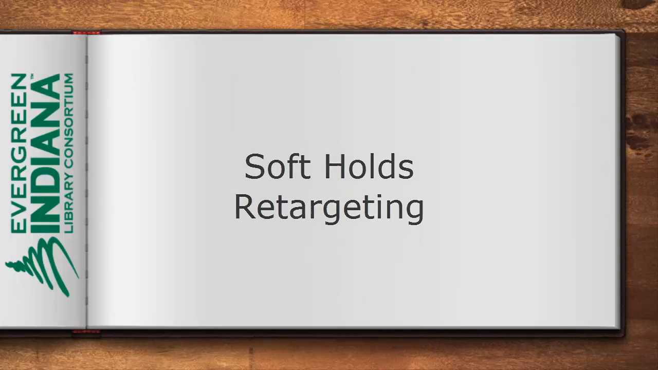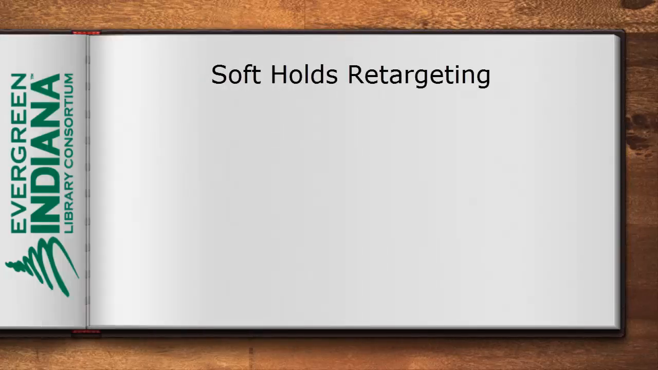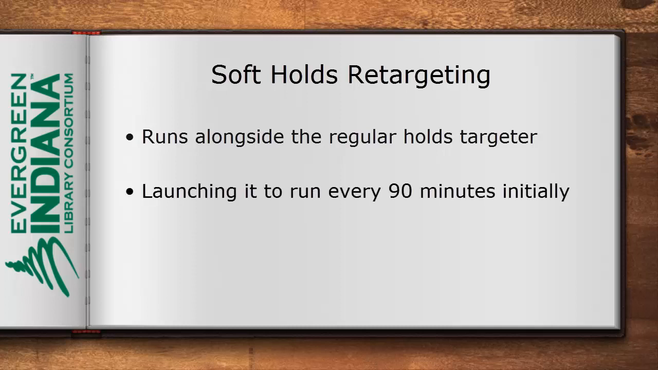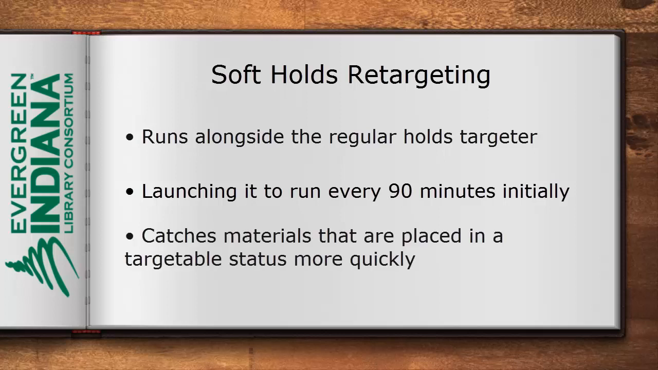Soft holds retargeting. We are implementing a new feature called Soft Holds Retargeting that will check the system for additional copies more often than the regular targeter, which runs every 24 hours. Due to the quantity of active holds and the extent of our holdings, we currently anticipate it can be run every 90 minutes or so, but we will be watching for server load to ensure it's not negatively impacting server speed. This should reduce issues with copies that were in process or mending not targeting once they become available.